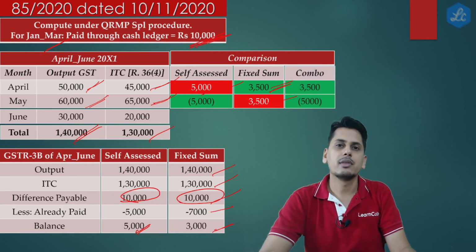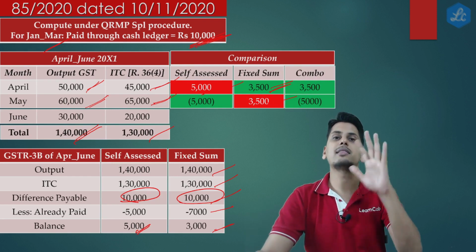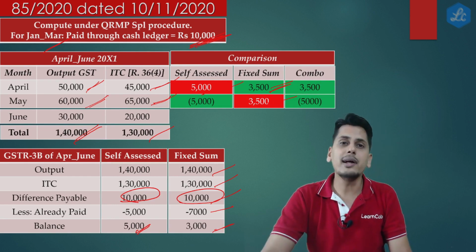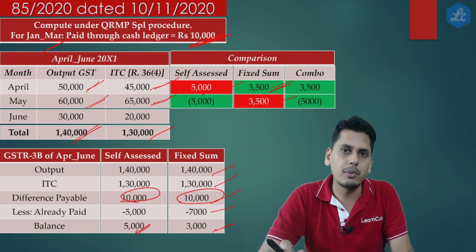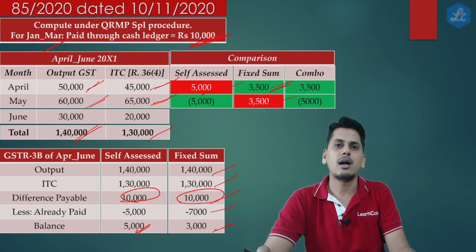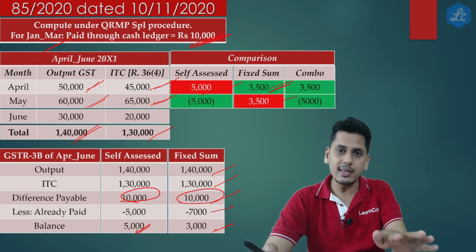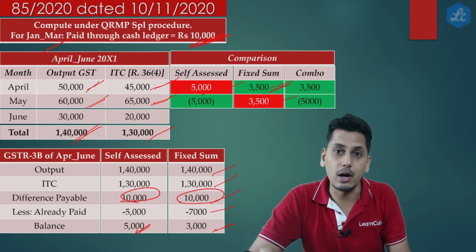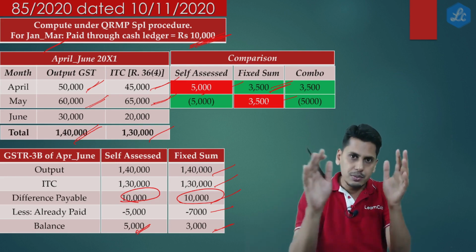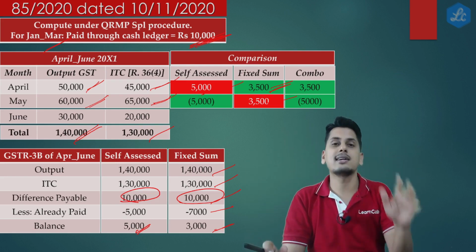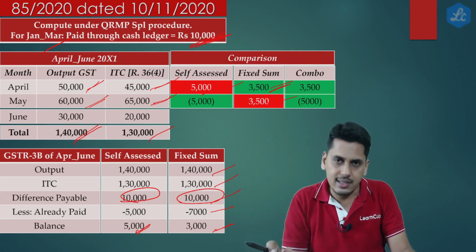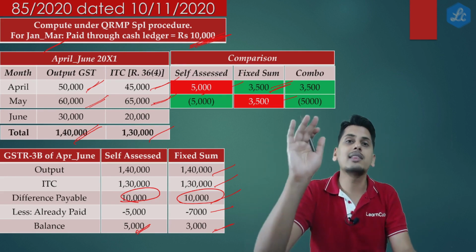In the combo, the first month I choose fixed sum, I pay 3,500 because the amount I am supposed to deposit is lower. In the second month, I know that under self-assessment I am getting a lower amount to deposit. In fact, I am not getting anything to be deposited. It is 0. I will not choose fixed sum. Second month, I will remain in the default route, self-assessment. Of course, the work involved is going to be a bit higher. Each month, I will have to compute my taxes under self-assessment and compute the taxes under the fixed sum method, compare both and go with the option which is lower.